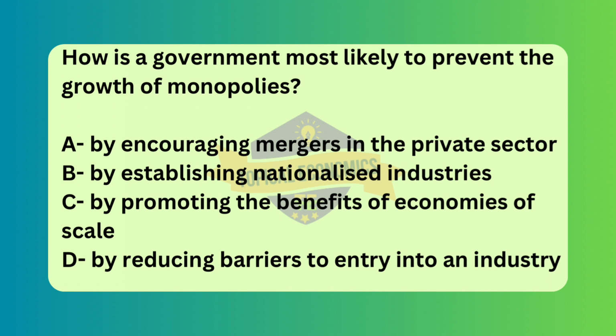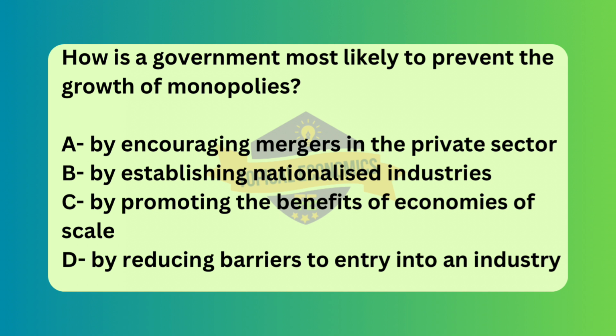Analyzing the other options. Option A, by encouraging mergers in the private sector, would likely increase the risk of monopolies, as mergers between large firms can reduce competition in a market. Next, option B, by establishing nationalized industries. While nationalization could reduce the potential for private monopolies, it doesn't necessarily promote competition. It could lead to government-run monopolies instead.